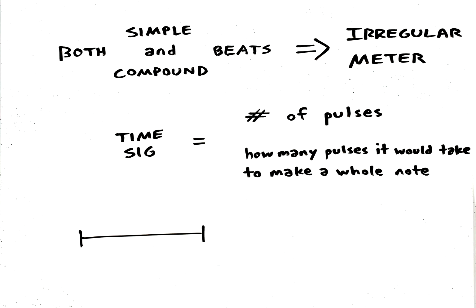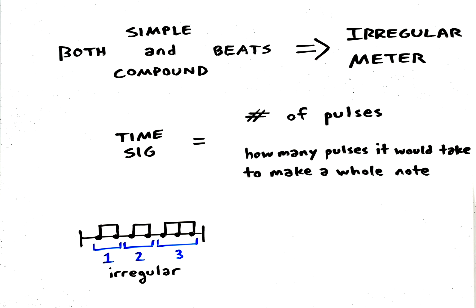For example, this measure has 7 eighth notes, grouped into a group of 2, 2, then 3. Both simple and compound beats are used, so this is irregular meter. There are 3 beats, making this irregular triple meter. Since there are 7 pulses, we write a 7 on the top. Since each pulse is an eighth note long, it would take 8 pulses to make a whole note, so we write 8 on the bottom. Therefore, 7 eighth notes in groups of 2, 2, then 3 is 7/8 meter.